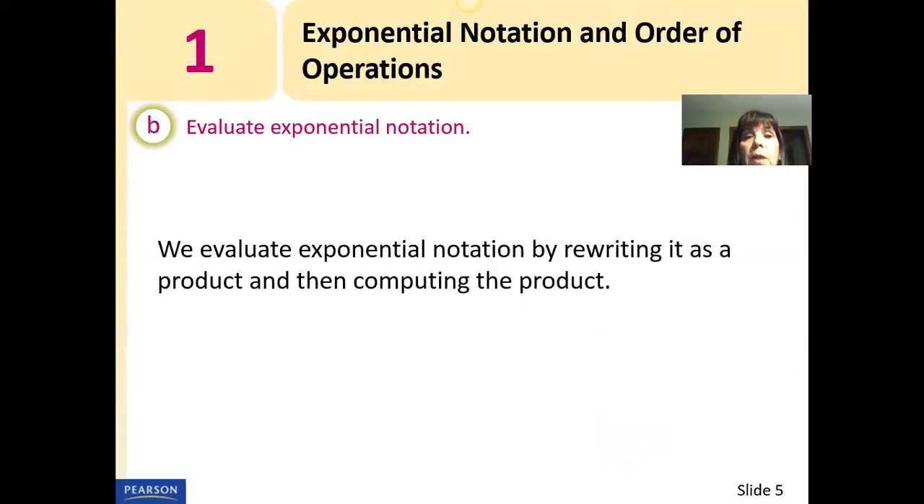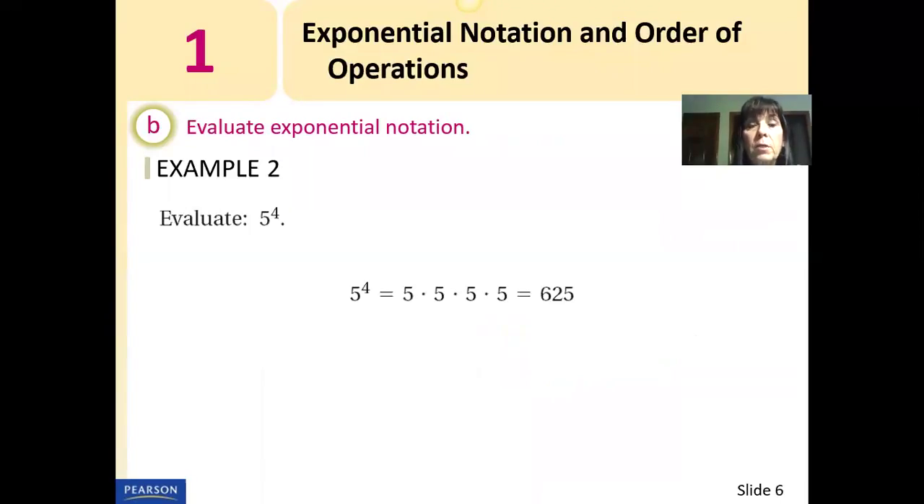We also will learn how to evaluate exponential notation. Many times we need to do this when we have problems that have long decimals. So in order to do that, what we will do is we will rewrite this as a product and then compute the product. So for example, if I want to evaluate 5 to the 4th, one way I can do this is to write out 5 4 times. So again, 5 times 5 times 5 times 5. And when I multiply that all together, I will get 625.